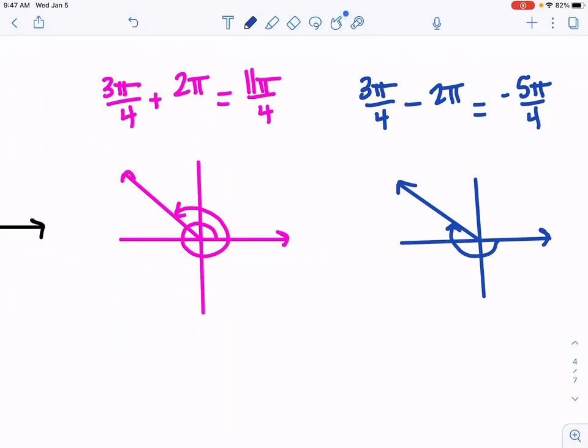Now, remember, just because there's a pi doesn't mean it's a radian measure. Or just because there's a lack of a pi doesn't mean it's not a radian. How do we know the difference between degrees and radians? A degree has a degree symbol. A radian does not.